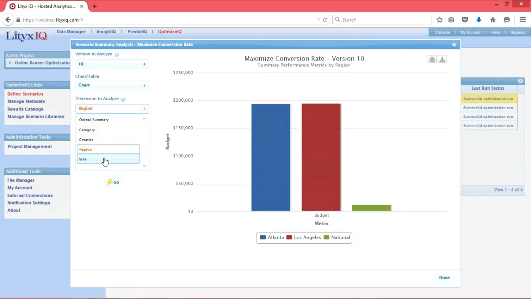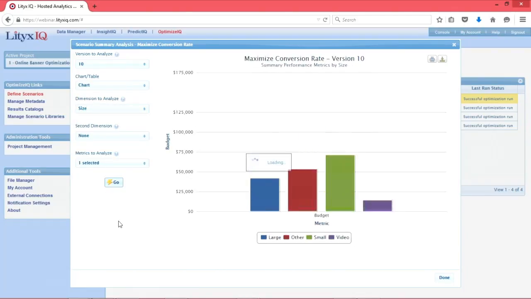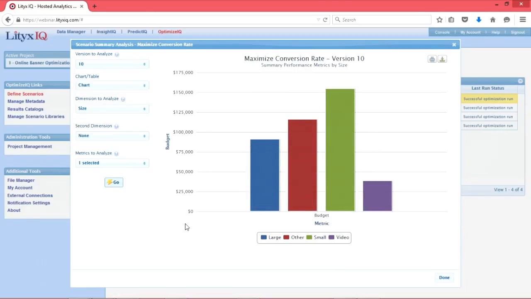We may also look at it by, let's say, size and type, and how we're going to spend optimally in order to maximize conversion rate on this particular dimension. So we have large, other, small, and video. It looks like we're putting most of our budget into that small ad category. By far and away, less budget goes to the video category.